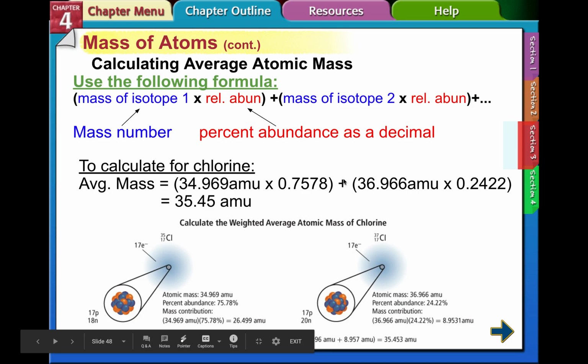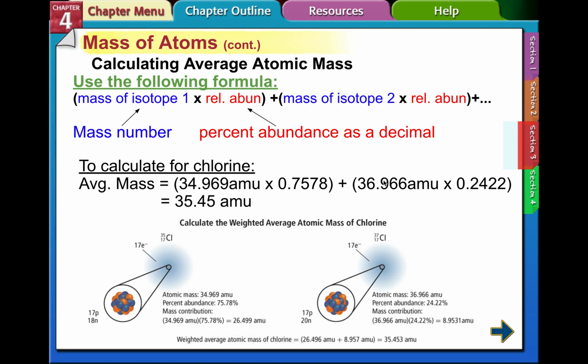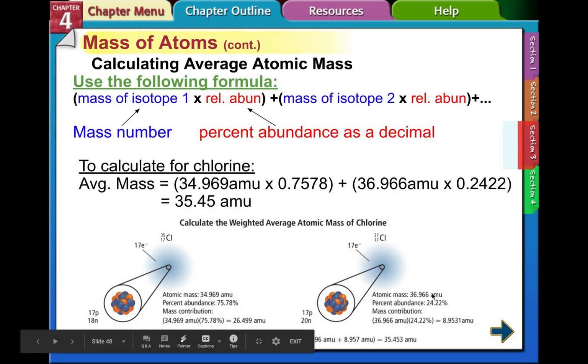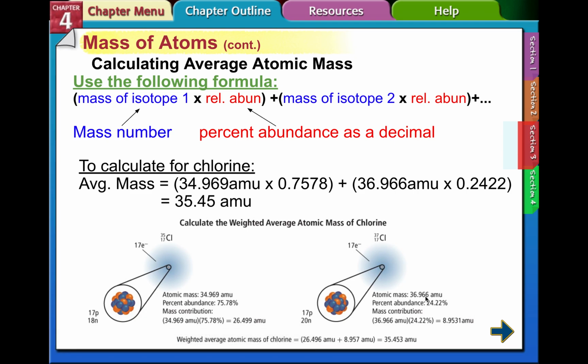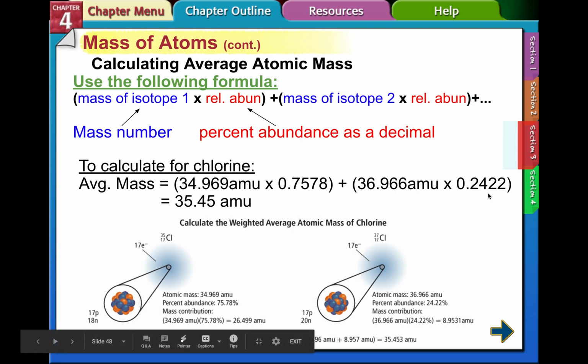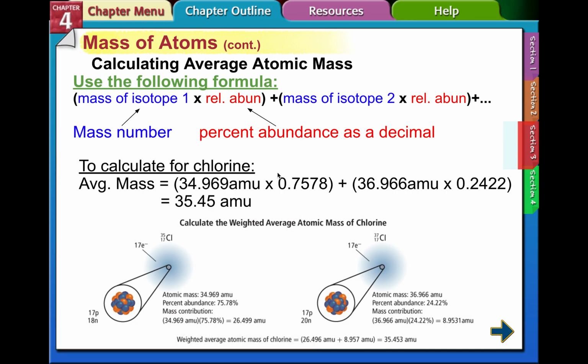0.7578 plus, I'm going to take the second mass of that isotope, so this isotope here is 36.966 times 0.2422. So if I just type all this into my calculator, please use parentheses where appropriate, so you tell your calculator what to keep together, you will get 35.45.